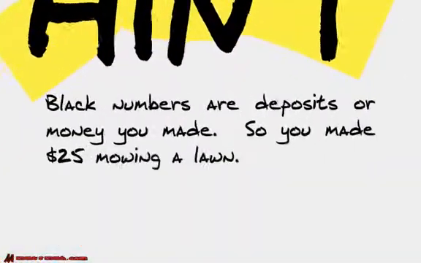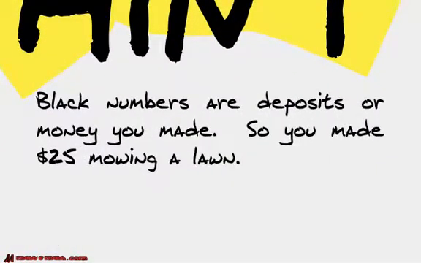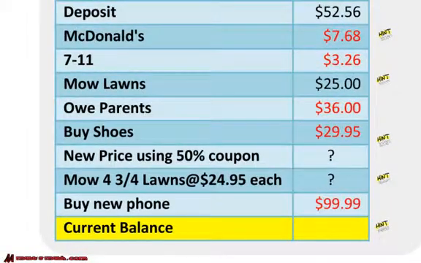All right. Next thing, the black numbers are deposits. That's the money you made. So you made $25 mowing the lawn, okay? That's what that $25 is there.